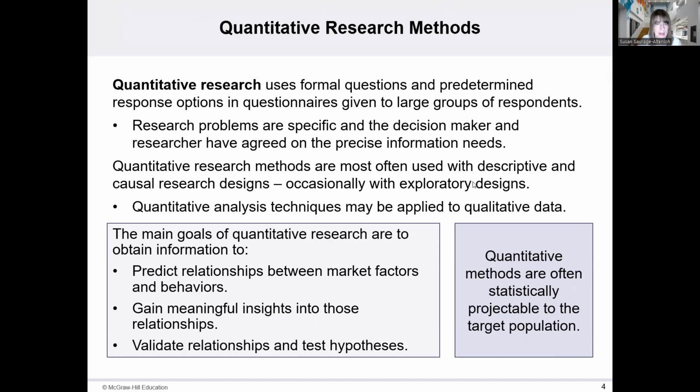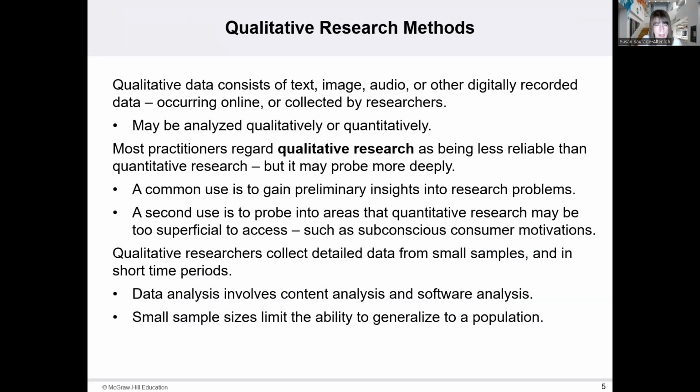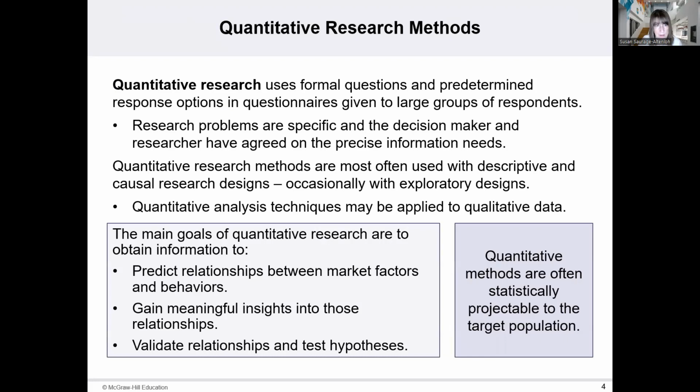So with quantitative research, you use formal questions and predetermined response options. So the question might be, how likely are you to do the following things in the next week? And the answers might be very likely, somewhat unlikely, and very unlikely. So the respondent's not going to say, well, it really depends on. They're just going to answer the question.